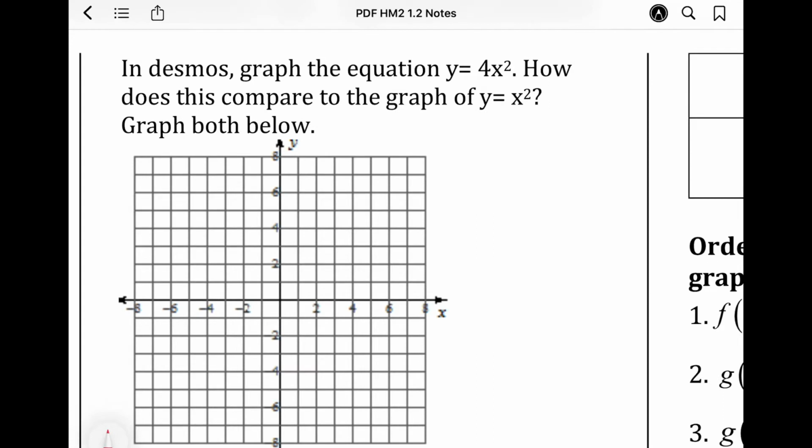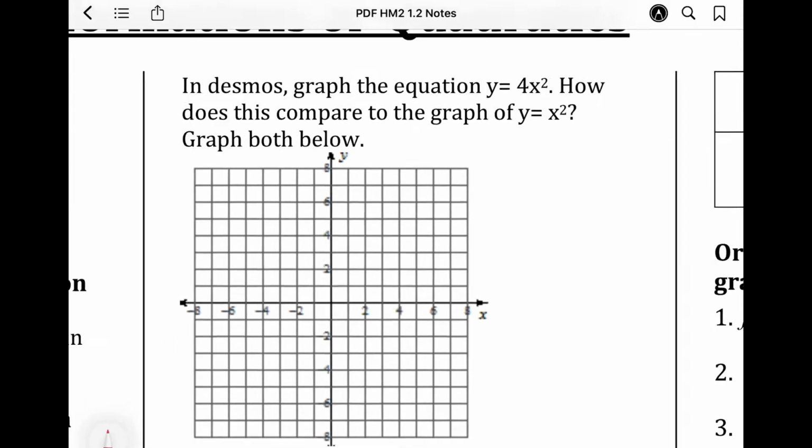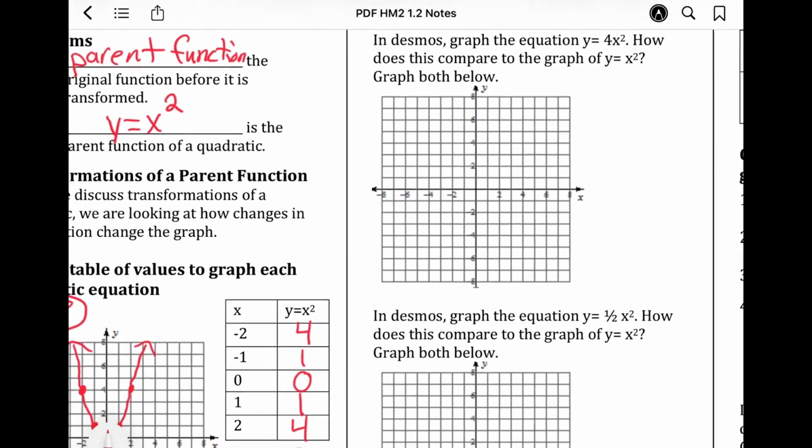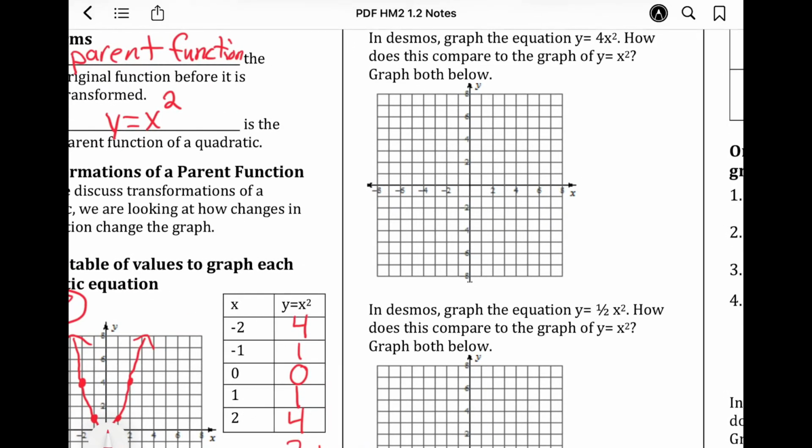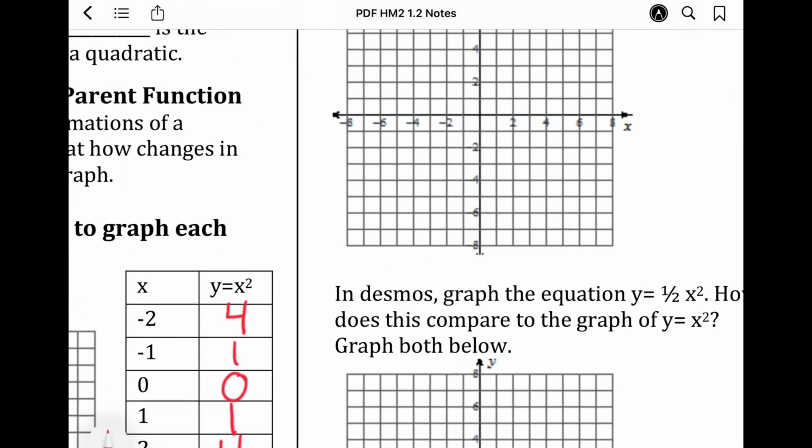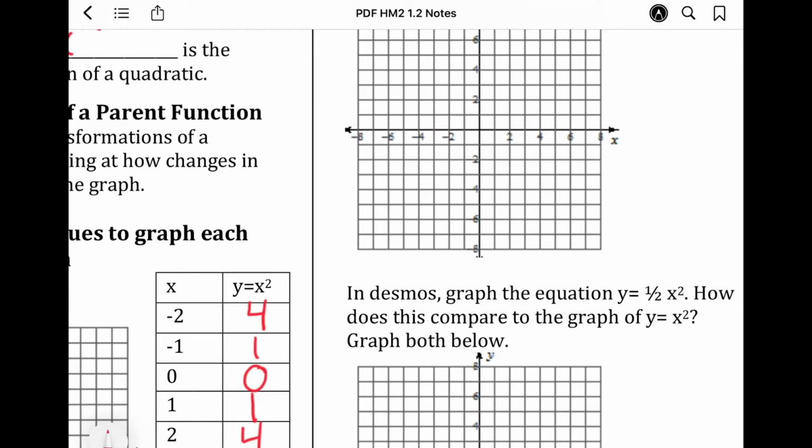So in Desmos, graph the equation y equals 4x squared. How does this compare to the graph of y equals x squared? So before I go to Desmos and graph that 4x squared, I want to graph my parent function. So I'm going to use those ordered pairs. And in red, I've got 0, 0, 1, 1, and 2, 4. Got negative 1, 1, negative 2, 4 here. So there is my parent function on my graph.